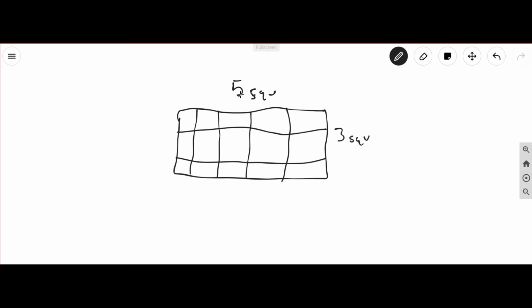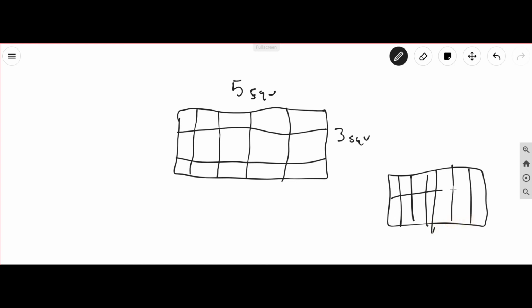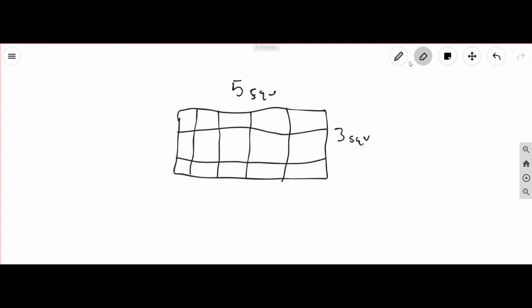Now, do you think there's an easier way we could solve this? Because what if we had a bigger number, like 16 times 5? We don't want to draw that out and do 16 lines this way and then a bunch of them that way. That's way too much work.